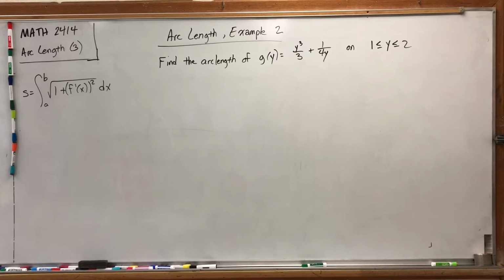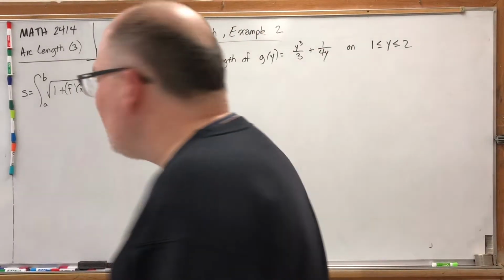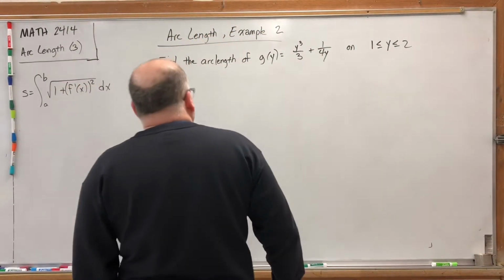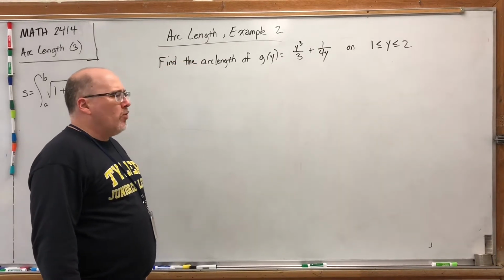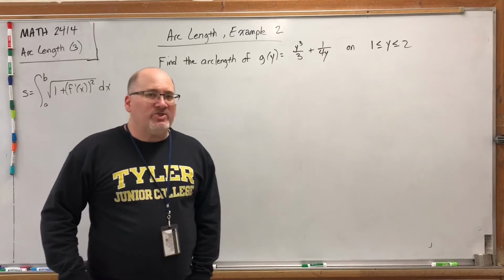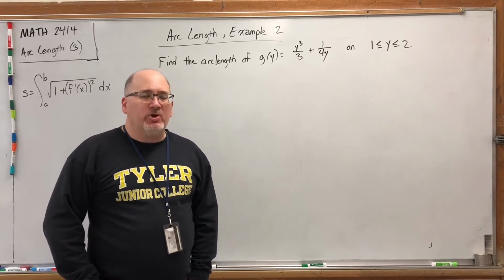Math 2414, arc length, video 3. Arc length example 2. Find the arc length of g of y equals y cubed over 3 plus 1 over 4y on the interval 1 is less than or equal to y is less than or equal to 2.